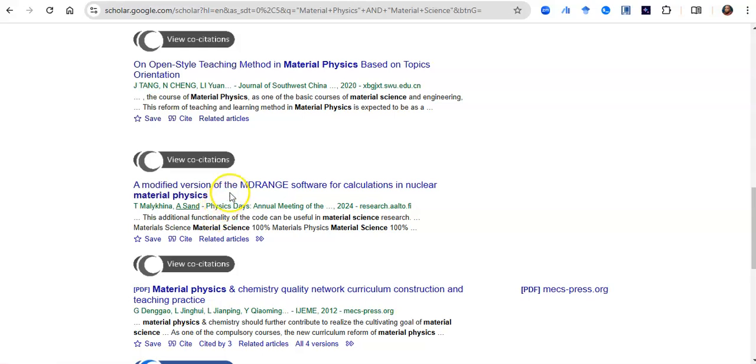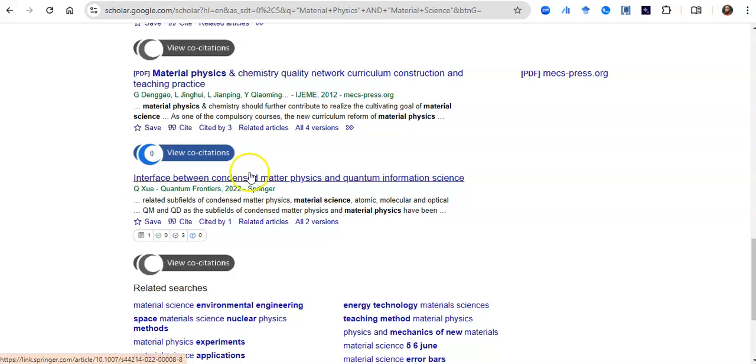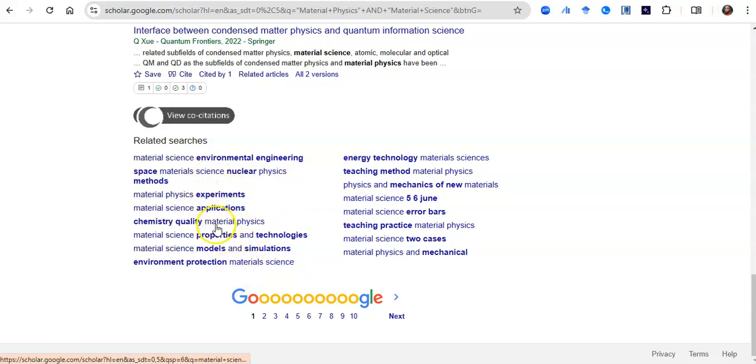All of these, as I open through all of these, I can find where the world is going in materials physics. Now, beyond that, if you come down a little, this is where I spend my time more when I'm trying to find a new research interest.